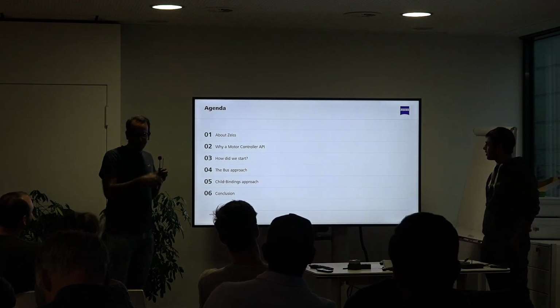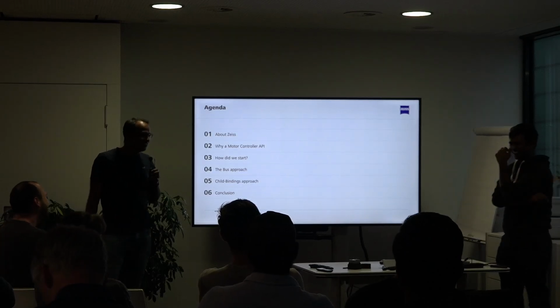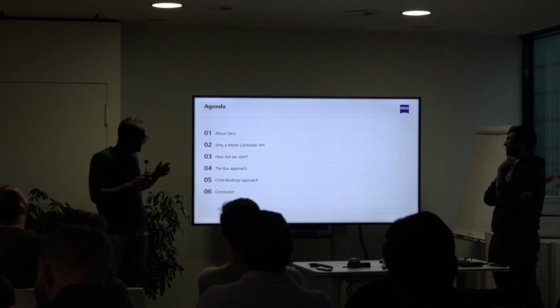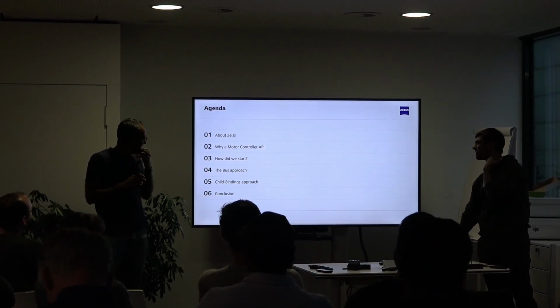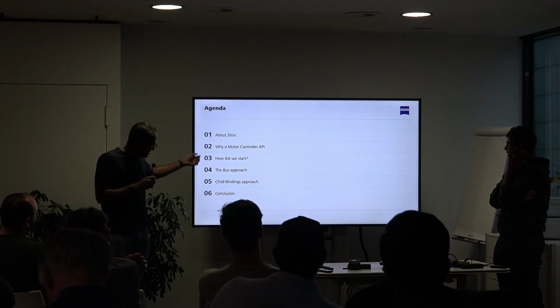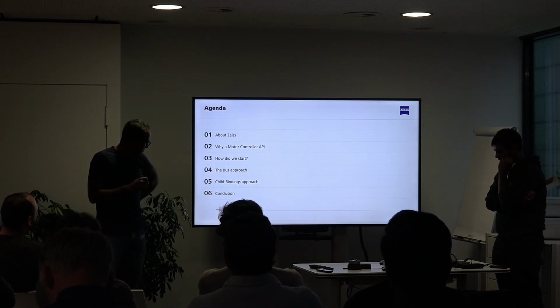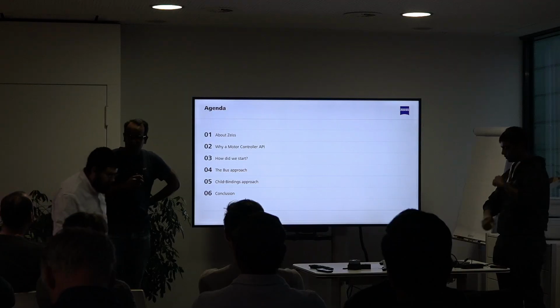We had to follow this template, so we have this whole set of topics. First we talk a bit about Zeiss and why we need a motor control API and how we started, and then Jilai will take over and show two different approaches which we used, and finally what the state of the API is right now.